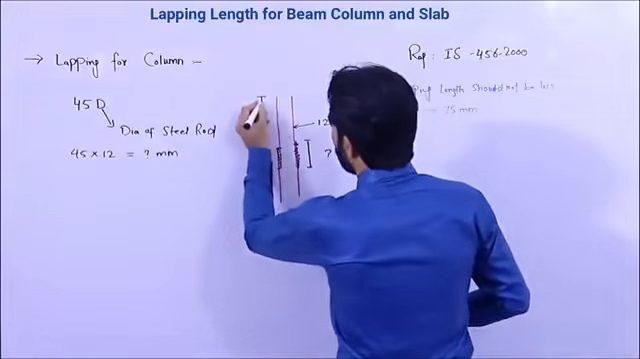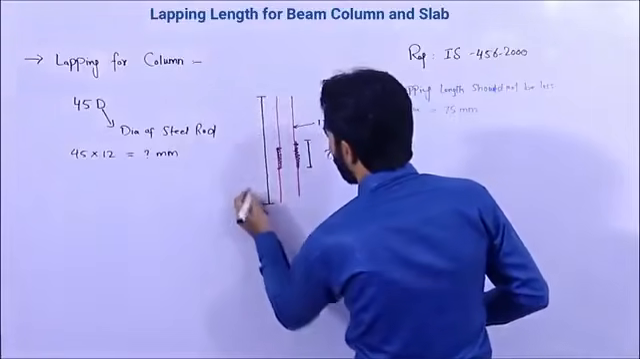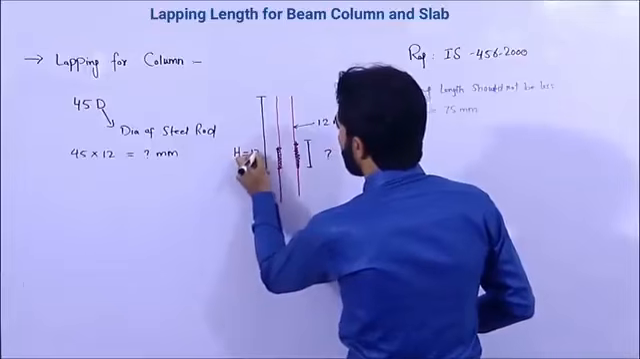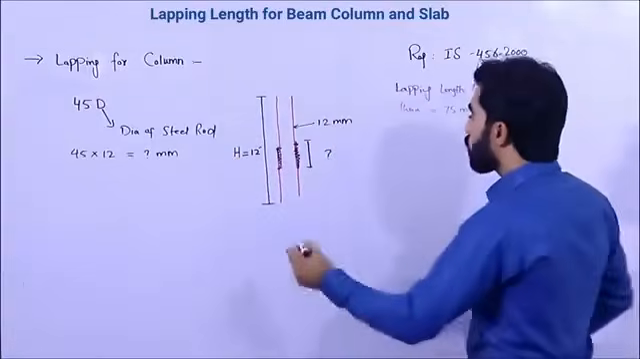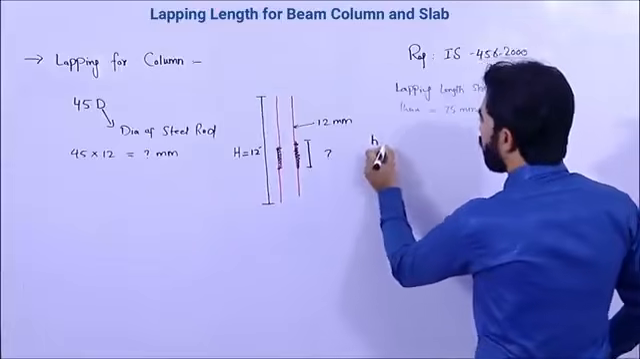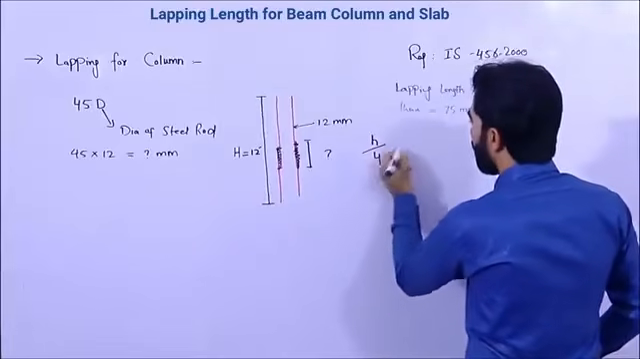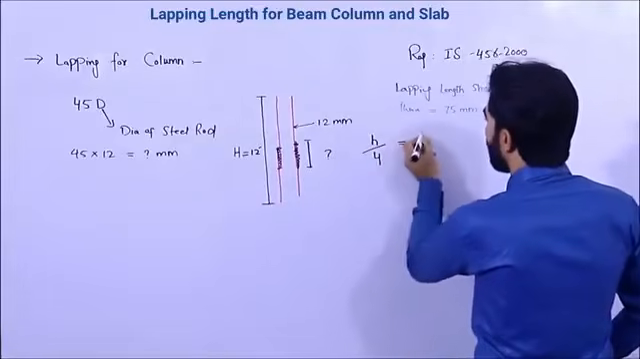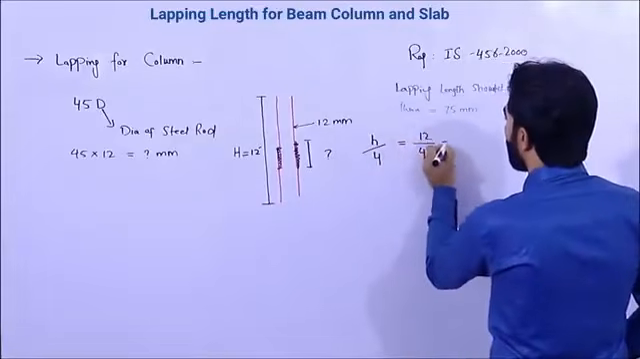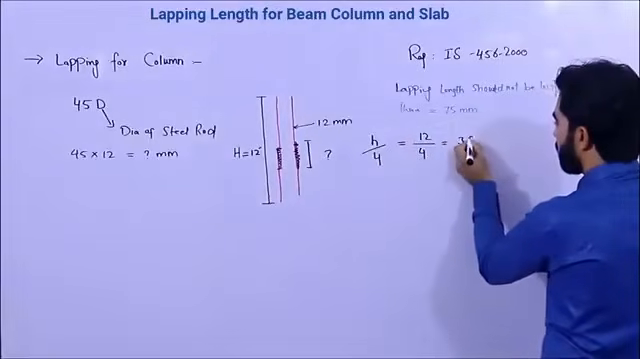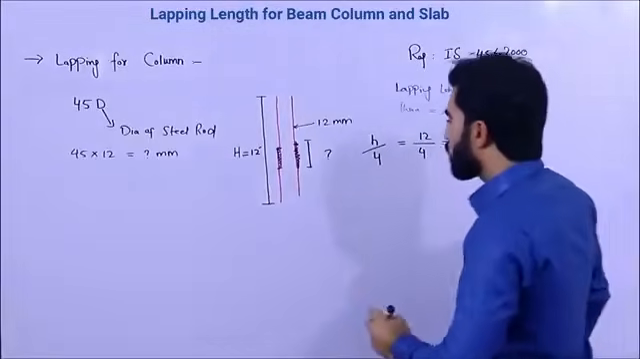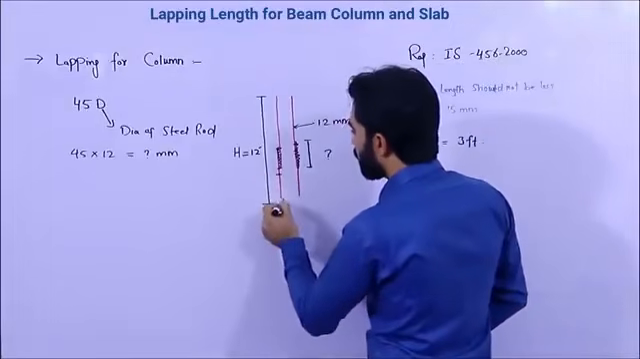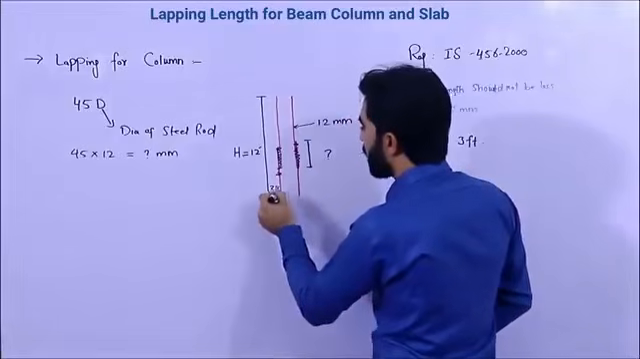For example, this is the height of column. For example, height of the column is 12 feet. So the height should be divided by 4. If I divide height by 4, for example 12 divided by 4, it becomes 3 feet. So after 3 feet you are able to provide lapping length.